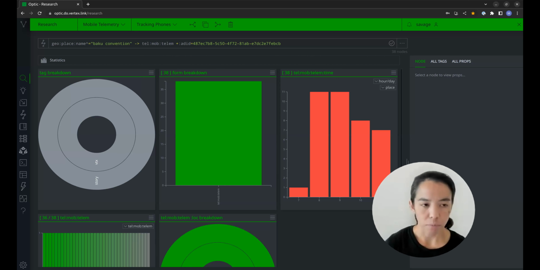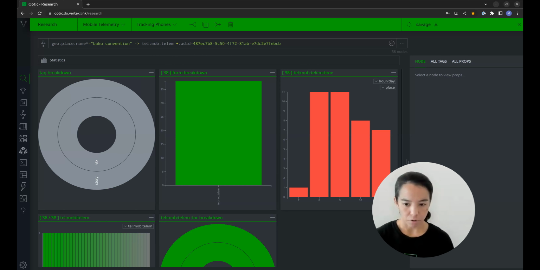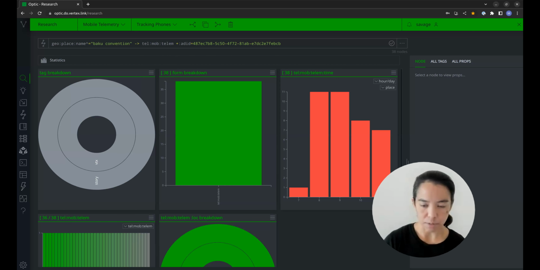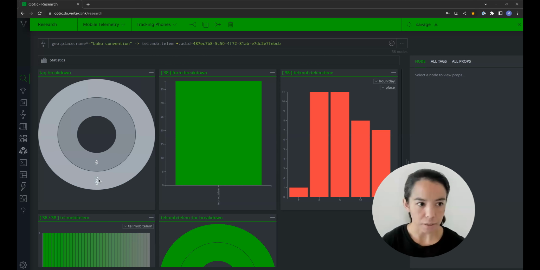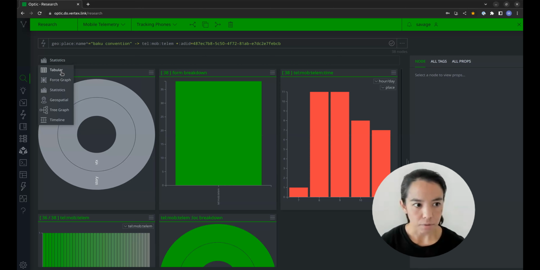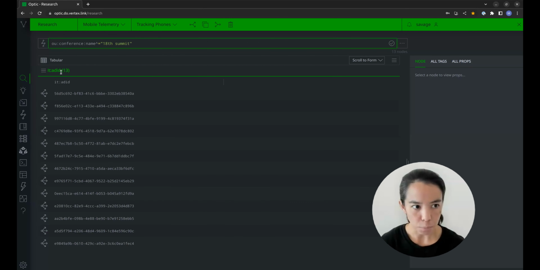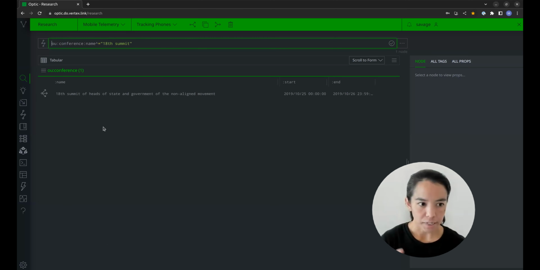So from here, I was doing some Googling around to try and figure out if there was an event that was hosted at this convention center at the same time that this phone was here. And the thing that I found was that there is a conference, which I modeled as an OU conference node. And the conference was the 18th summit of heads of state and government of the non-aligned movement. And it took place on the 25th and the 26th, which overlaps with when that phone was there.